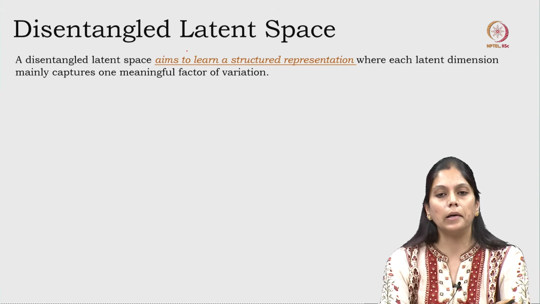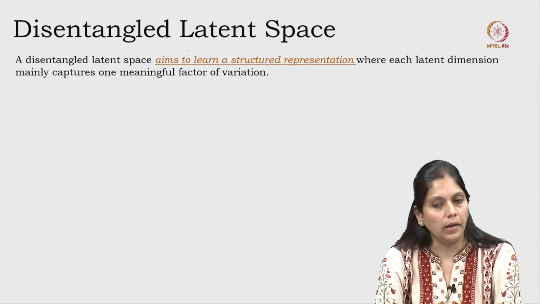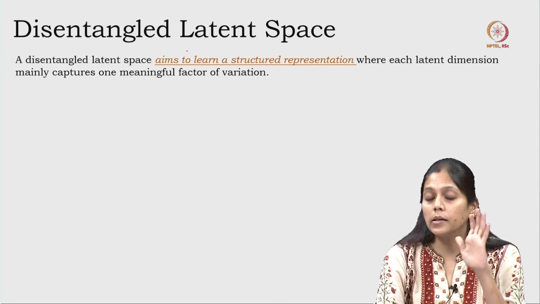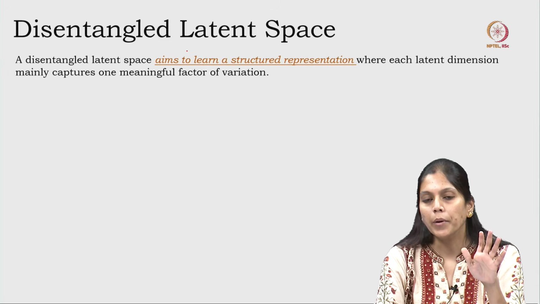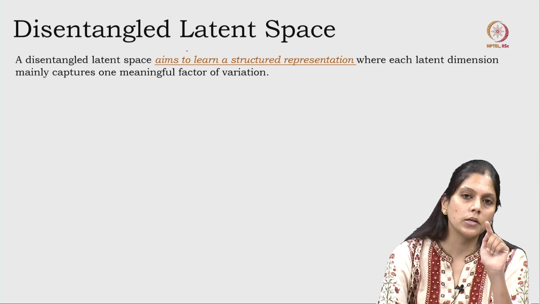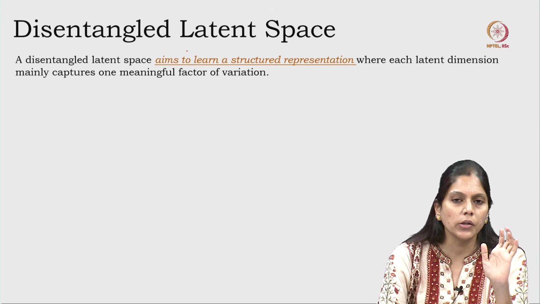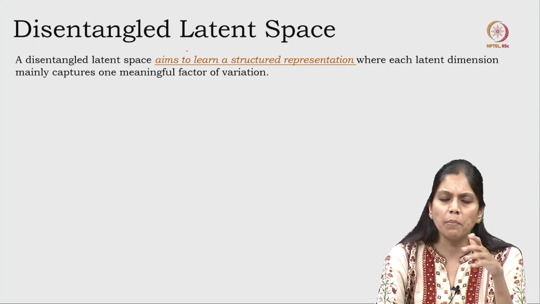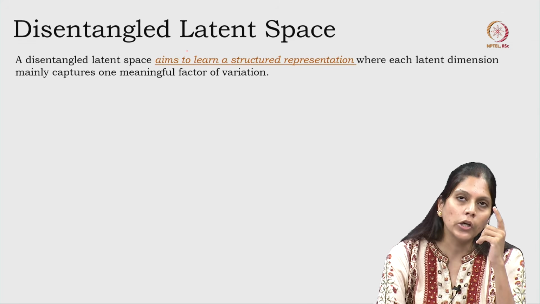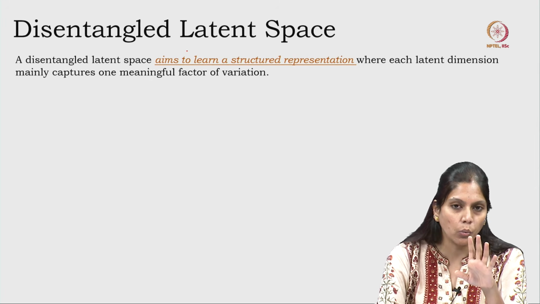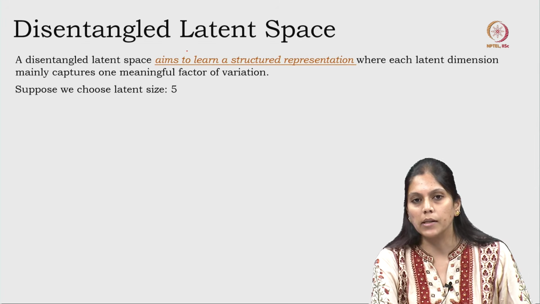What is a disentangled latent space? It is a latent space where the primary aim is to learn a structured representation. What is a structured representation here? Where each latent dimension focuses on only one factor of variation. Let any number of variations be there, but each latent vector is responsible for capturing only one important variation. So I have given the same example here.